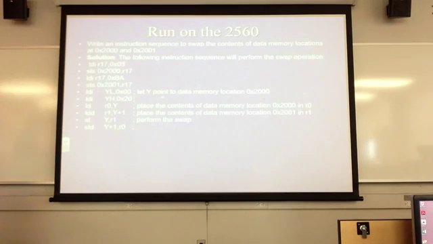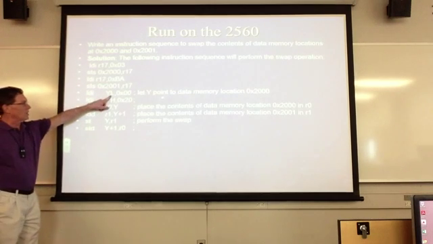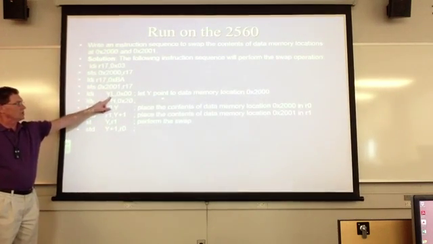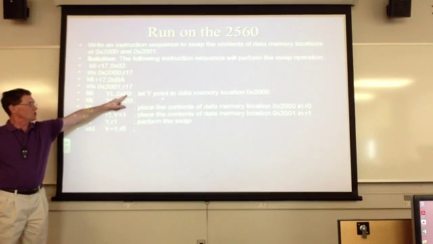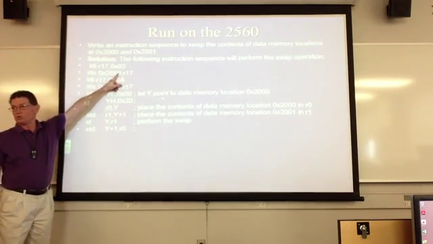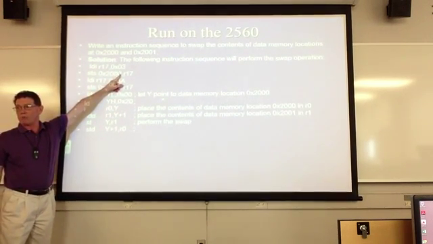So here we're going to load up. I need some data, so I'm going to load a 3 into R17, and I'm just going to store that R17 into 2000. I'm going to load a BA into R17 and move that into 2001. All right, now I set up the address. The lower part of the Y register, load immediately into the lower part of the Y register, 00, which corresponds to that low order byte there.